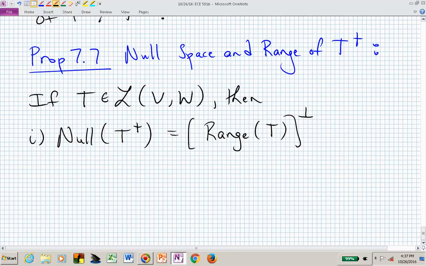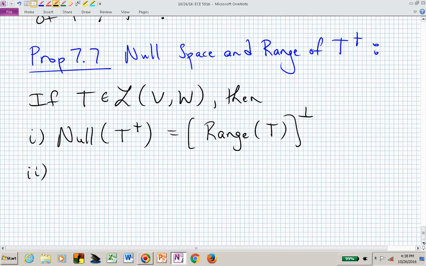So some of these may be easier to find, or maybe you're starting with the linear map T. You can now find the orthogonal complement to that, and that's now giving you the span of the null space of T dagger. That's the first statement. The second statement is that the range of T dagger is equal to the orthogonal complement of the null space of T.